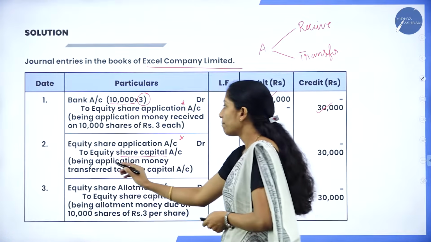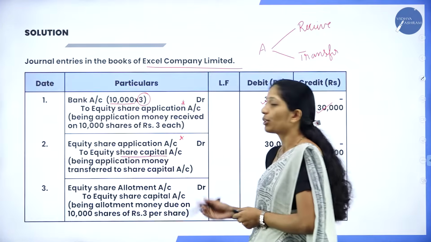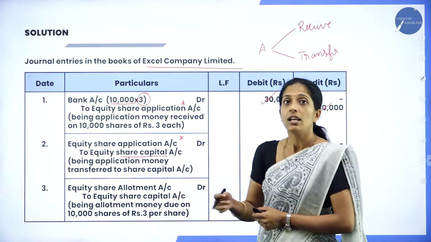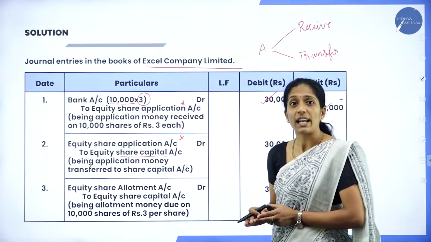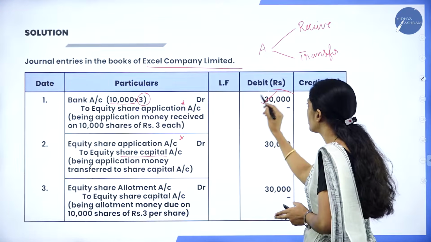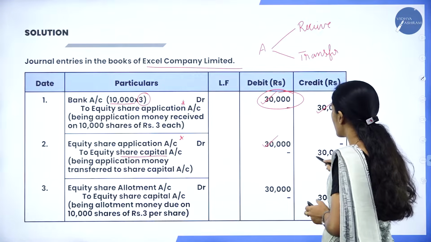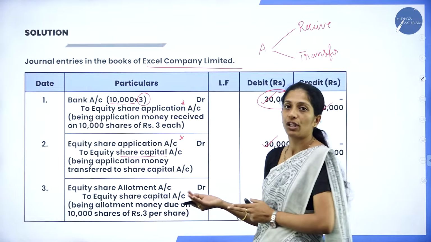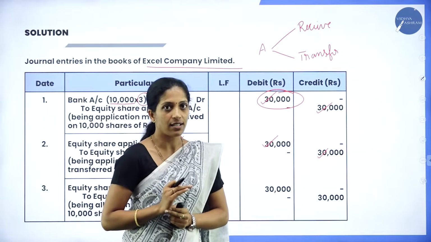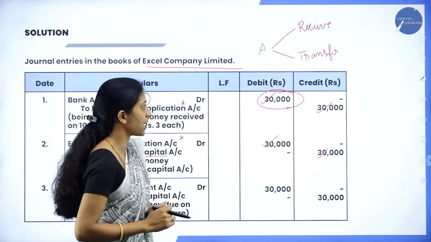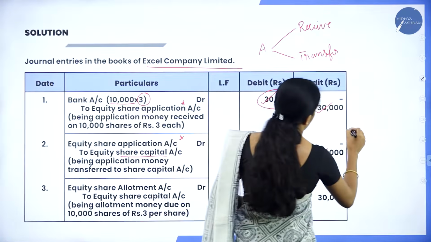Write the narration: being application money transferred to share capital account. Now, which amount you will record? The amount which has been received on application. So, what is the amount? 30,000. So, this 30,000 itself will be transferred to share capital account. Hope you are clear with the first stage, that is the application stage. Now, come to the allotment stage.